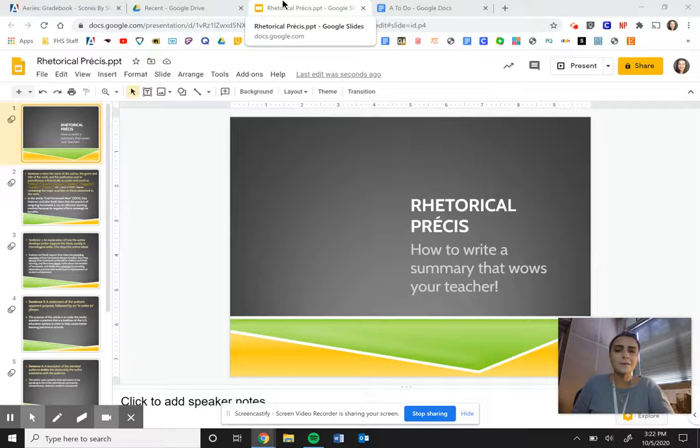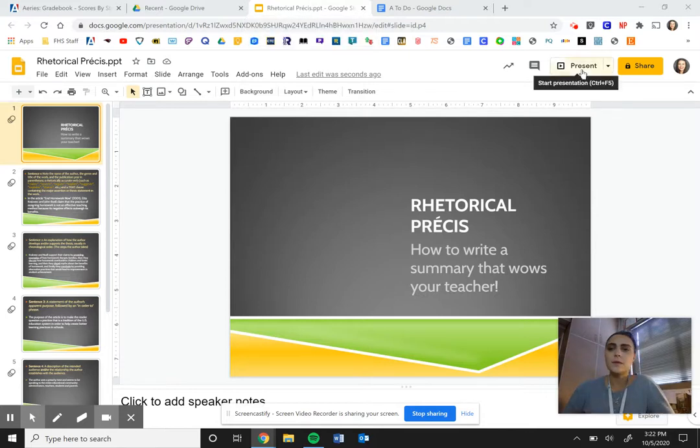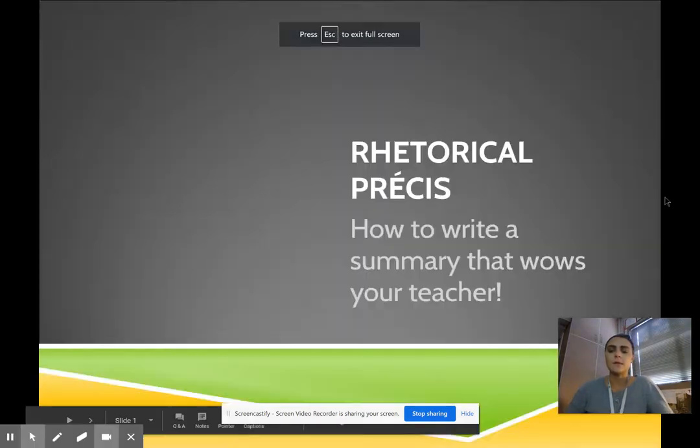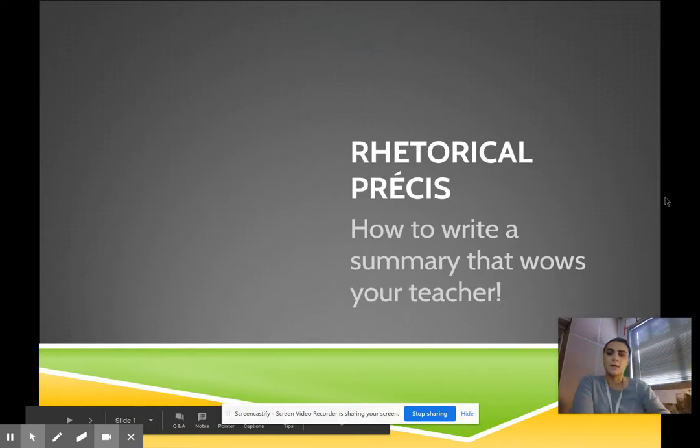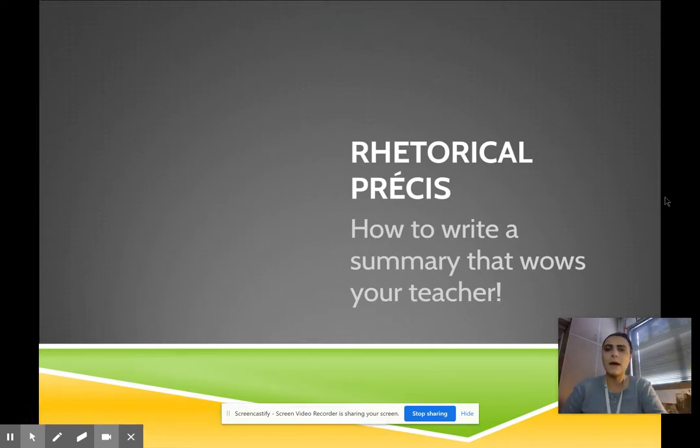All right, how to write a rhetorical précis. A rhetorical précis is a 4 to 5 sentence summary of an article, a nonfiction text. Some students tend to say that a rhetorical précis is a great way to summarize a text that's maybe a little bit more complex or that has a lot of ideas in it. And it's also a great format to use maybe in other classes if you're asked to summarize something.